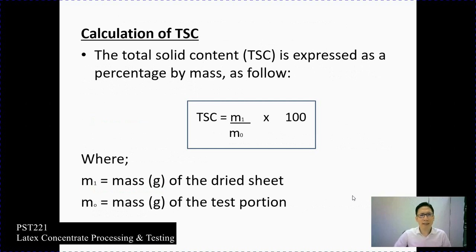Okay, the calculation of TSC is very simple. The total solid content is expressed as the percentage of mass as follows. So the TSC is equivalent to the mass of the dry sheet, the dry sheet that you prepare. You dry it in the oven at 70 degrees Celsius or 100 degrees Celsius for 16 or 2 hours, and then you divide it by the mass of the test portion, the initial weight of your liquid latex, okay, and then times 100, so you get your TSC value.